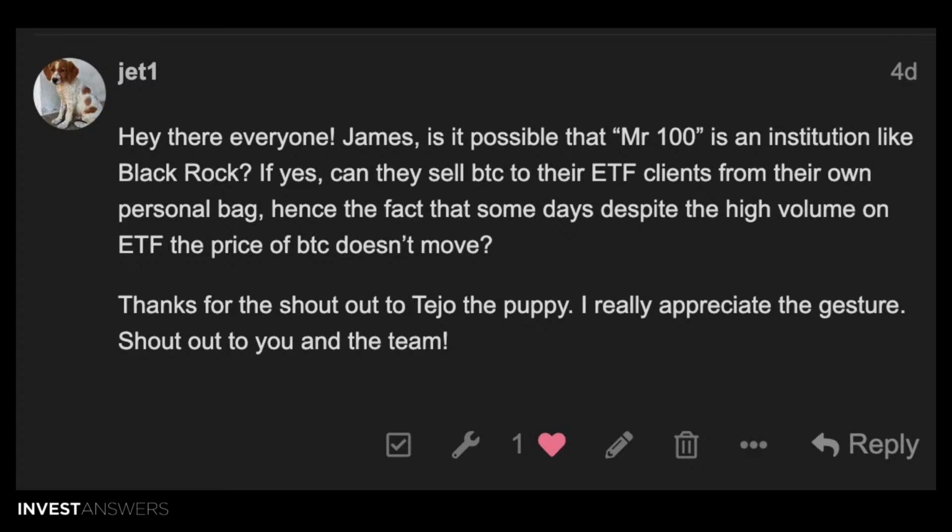Next question from Jet1. Hey there, everyone. Is it possible that Mr. 100 is an institution like BlackRock? If yes, can they sell their Bitcoin to ETF clients from their own bag? Hence the fact that some days, despite being high volume on ETF, the price of Bitcoin doesn't move.